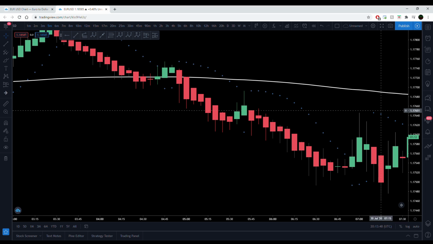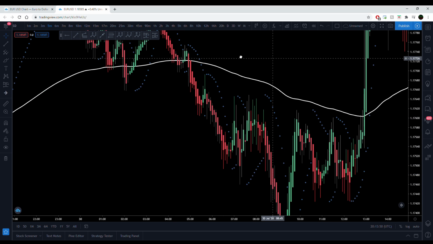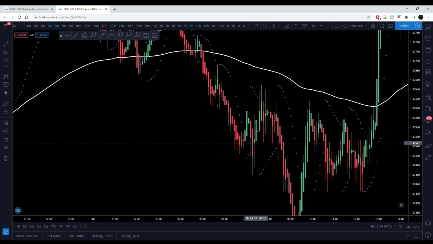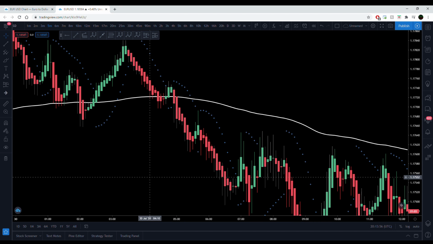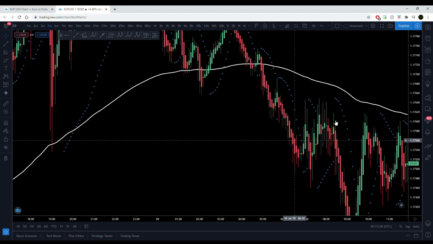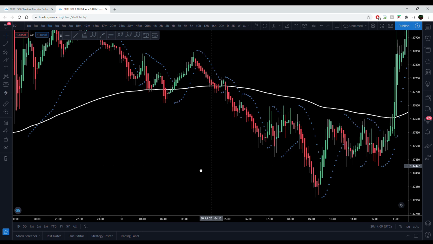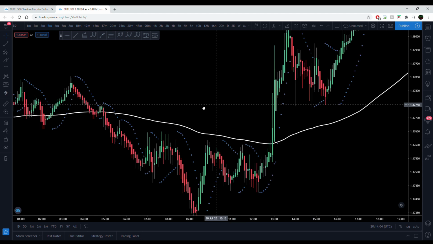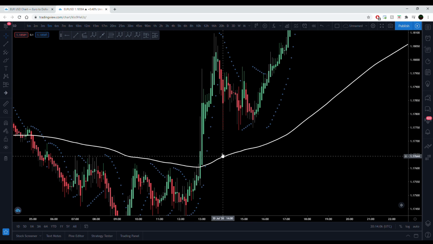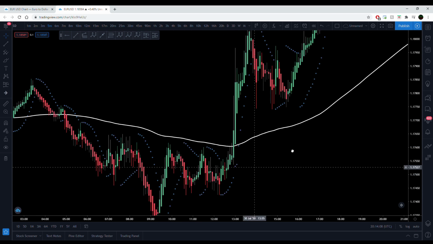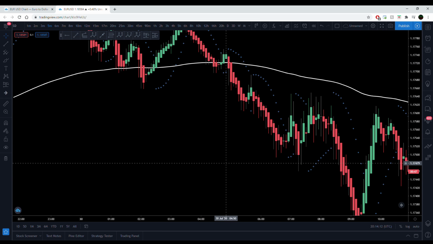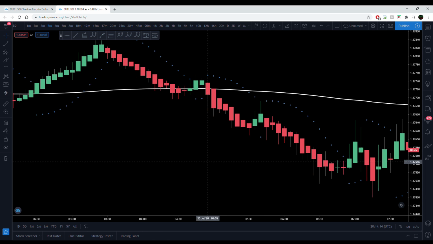So let me explain the strategy. First of all, you're going to pop up your 200 EMA, your parabolic SAR indicator, and switch your candlesticks to Heikin. Then you're going to be looking for only short sell setups when the price is below the 200 EMA and only buys or longs when above the 200 EMA. So let's show you an example and show you where you can place your stop loss.